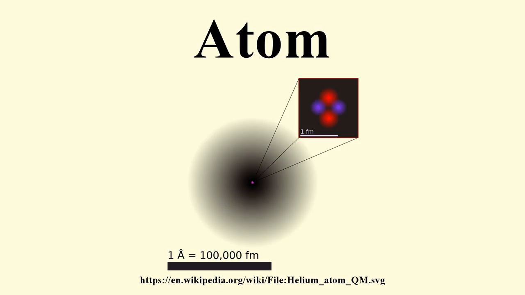The protons have a positive electric charge, the electrons have a negative electric charge, and the neutrons have no electric charge. If the number of protons and electrons are equal, that atom is electrically neutral. If an atom has more or fewer electrons than protons, then it has an overall negative or positive charge, respectively, and it is called an ion.